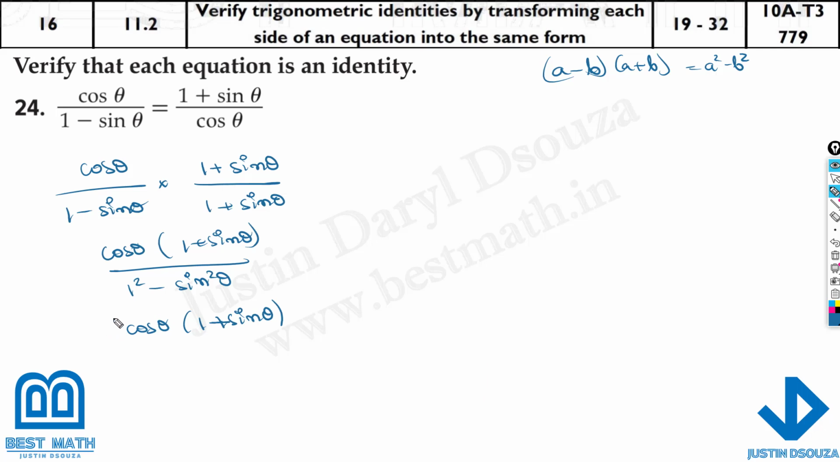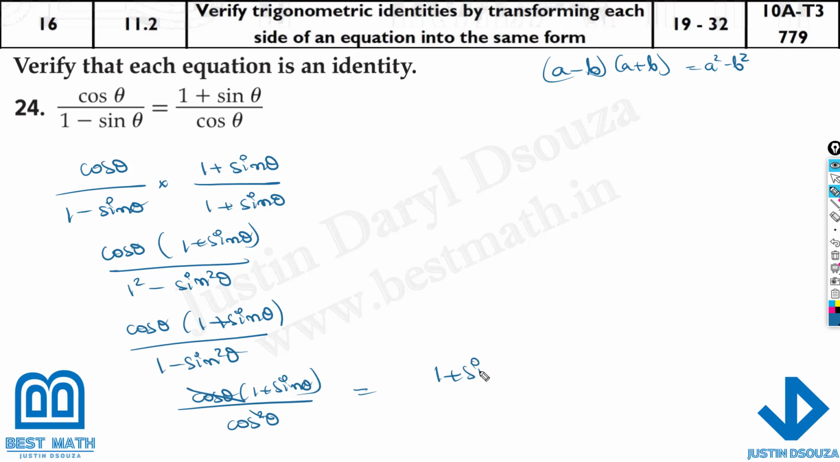I'll keep the cosine outside. I'm not going to multiply it inside. Here I have 1 minus sine squared theta. Now, what is 1 minus sine squared theta? From the Pythagorean identity, we know this is cosine squared theta. So cos theta into (1 plus sine theta) divided by cosine squared theta. This cancels, and you're remaining with (1 plus sine theta) divided by cosine theta.